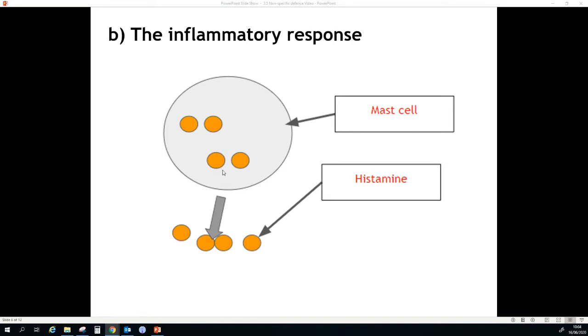The first thing is we have cells in our body called mast cells, like the mast of a ship. Now, these mast cells store a lot of histamine, which is a chemical compound, and when the body tells it that you've damaged your skin or there's some kind of pathogen, it will release these histamine molecules into the surrounding fluid. So these mast cells will release histamine in the first stage of the inflammatory response.